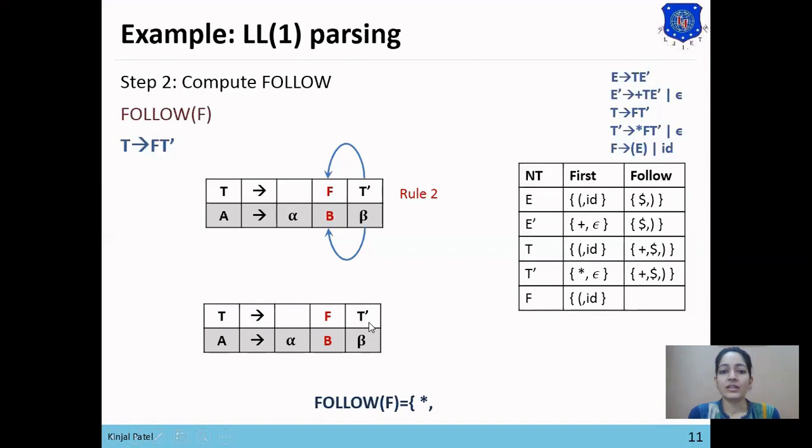So as no symbol is following F, follow of T will be added in follow of F. Follow of T is plus, dollar and closing bracket. So plus, dollar and closing bracket will be added in follow of F.